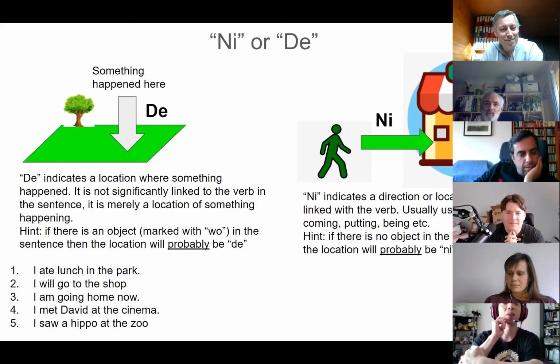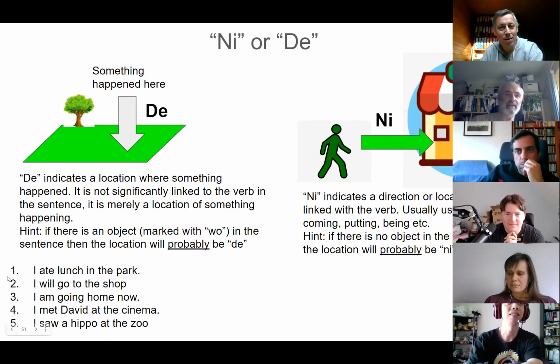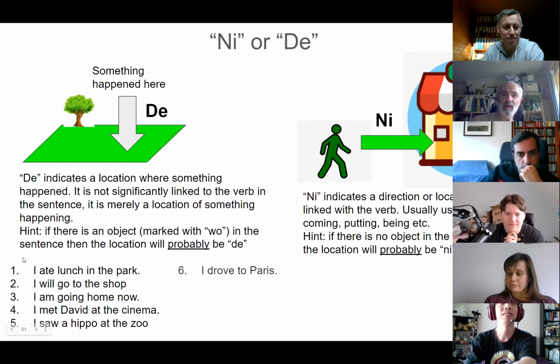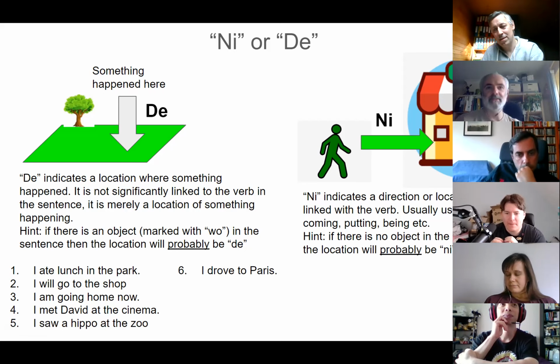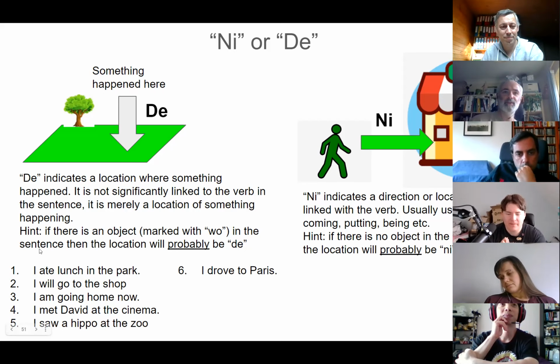Kaba. Kaba を動物園で見ました。 Kaba o doubutsuen de mimashita. Good. Wayne, I drove to Paris. パリに、運転しました。 Exactly, perfect. Pari ni unten shimashita.